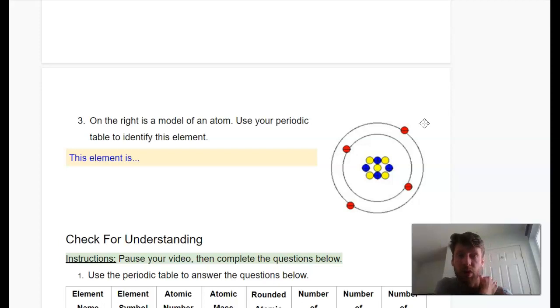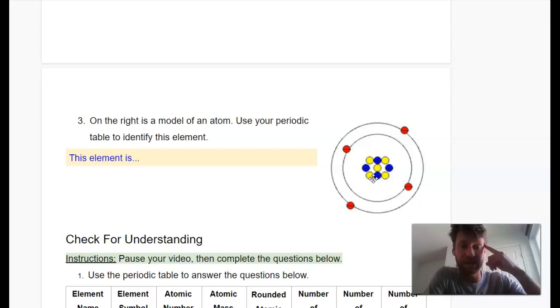Well, remember, protons determine the identity of an element. So if we can count up the protons, we'll be able to figure out what the atomic number is, and therefore know what element it is. So we're working backwards now. Let's look at our nucleus where we're going to find our protons. We have yellow circles and we have blue circles with pluses in them. The blue circles are going to represent protons.